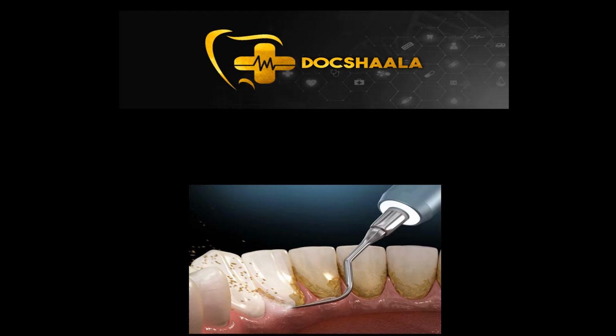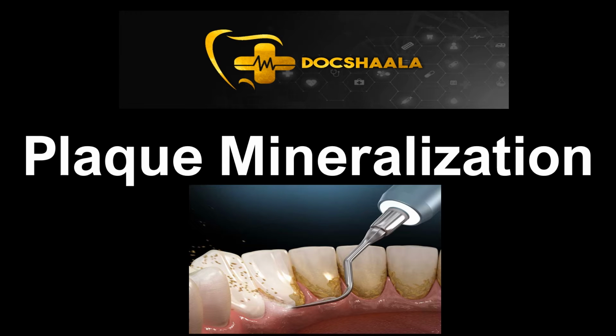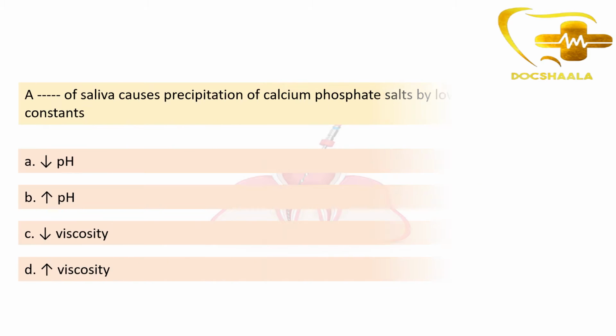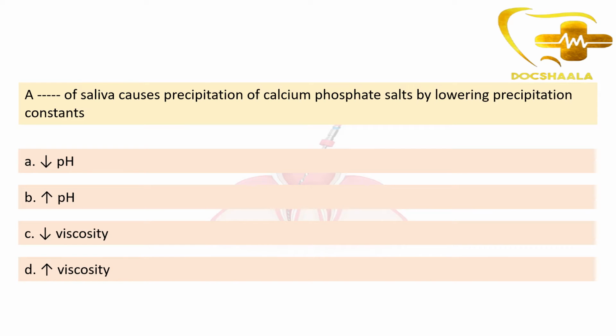Today our topic of discussion will be plaque mineralization. So let us just dive into the topic. So let us see the question from dental text. The question is, a dash of saliva causes precipitation of calcium phosphate salts by lowering the precipitation constants. So what are the precipitation constants?